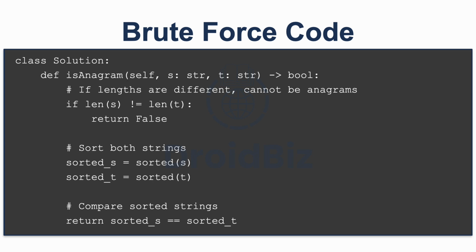The sorted function in Python converts the string into a list of characters and sorts them alphabetically. Finally, we compare the sorted strings. If they are equal, this returns true. If they are not equal, this returns false. This code is clean and straightforward. It follows our approach exactly.